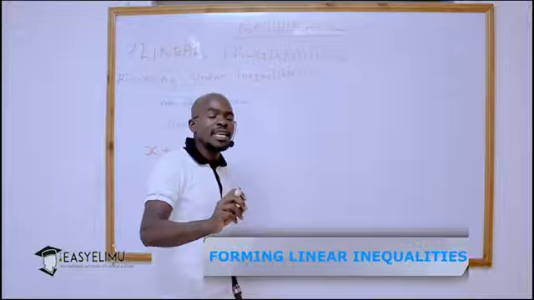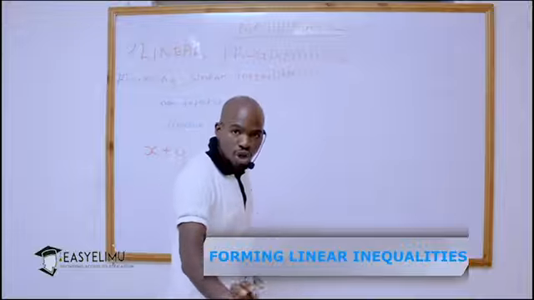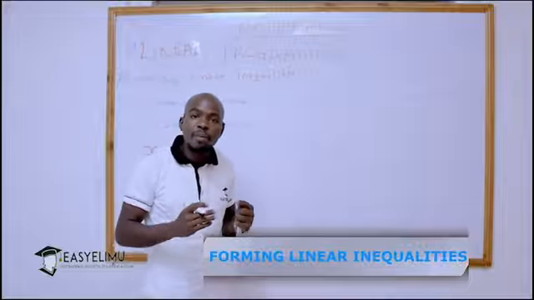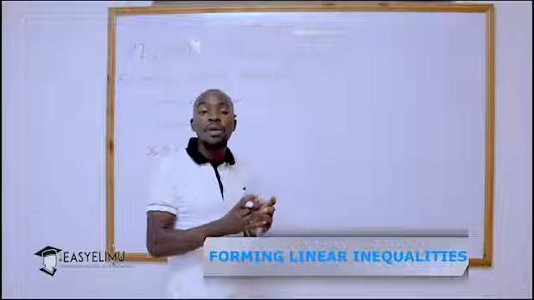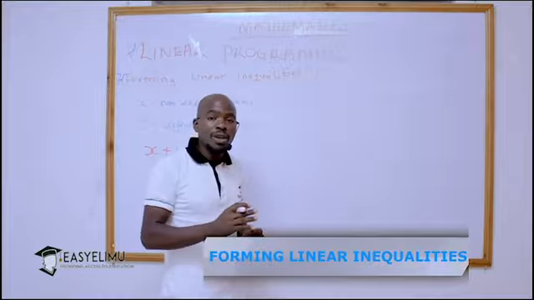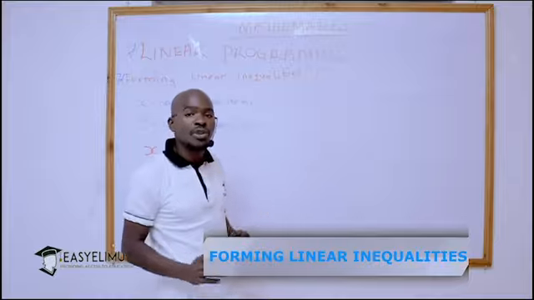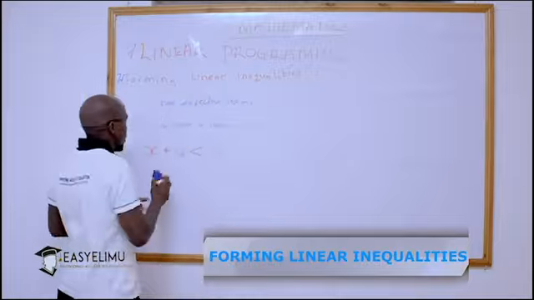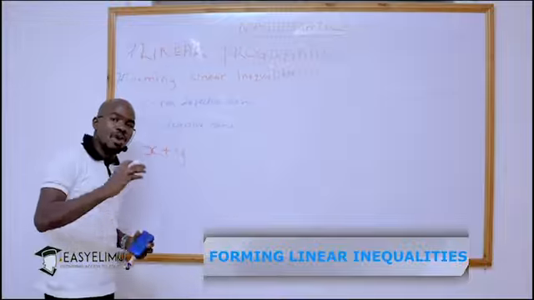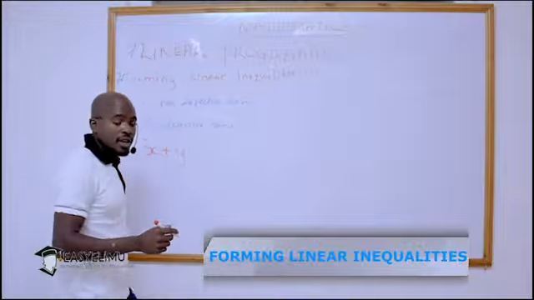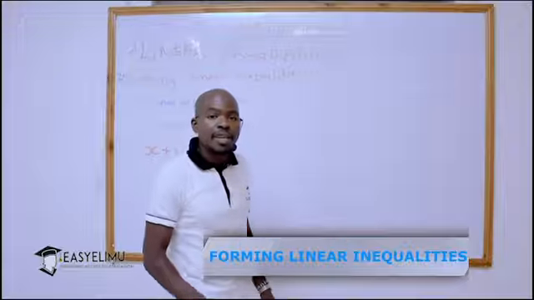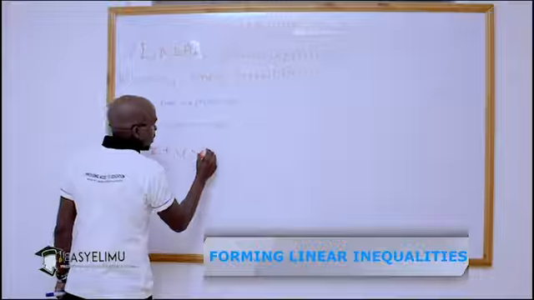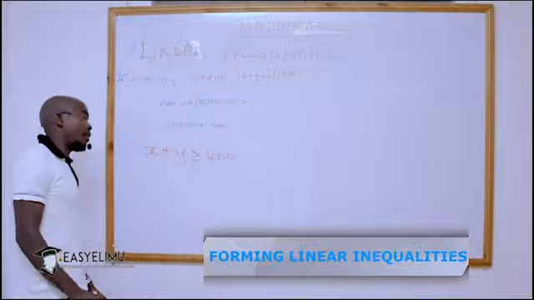At most means it is either what you have been told or less than that. But if it is at least, it means the minimum production is what you have been told. But at most is the maximum production being given out. So X plus Y at most means the maximum production is that one, so that one will be less than or equal to 400.